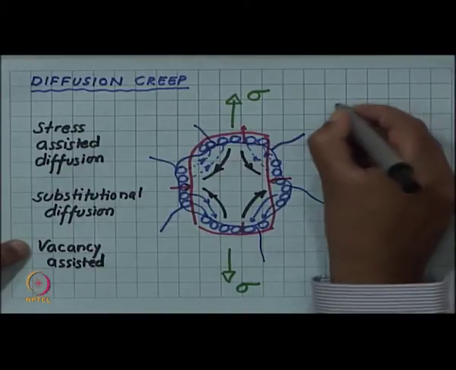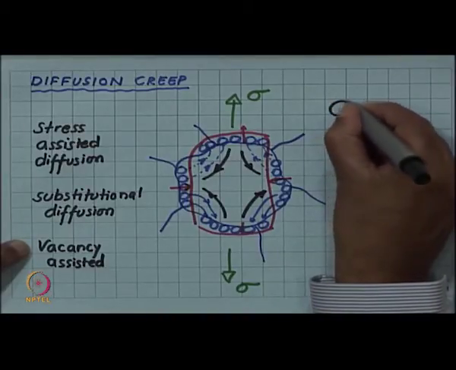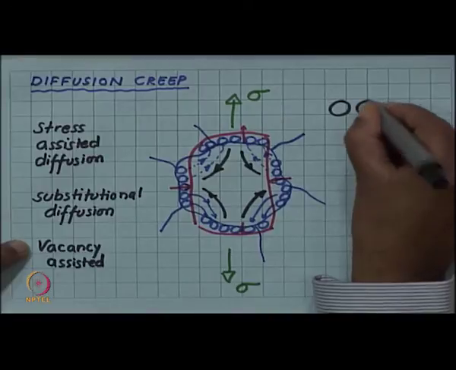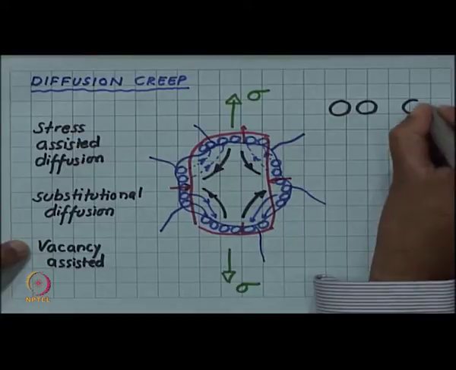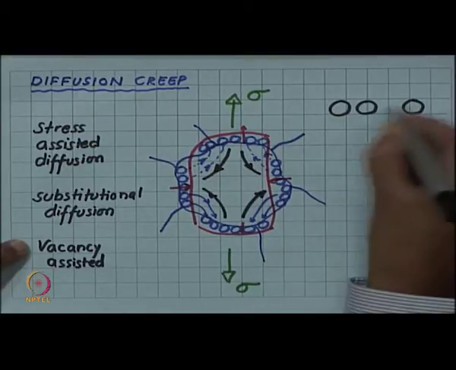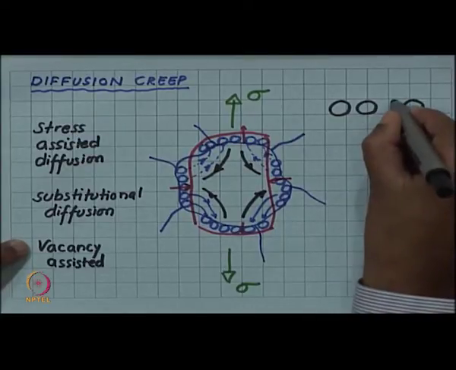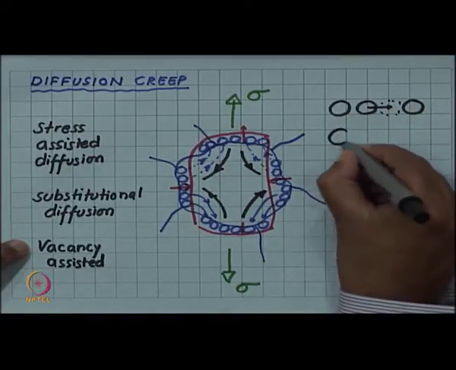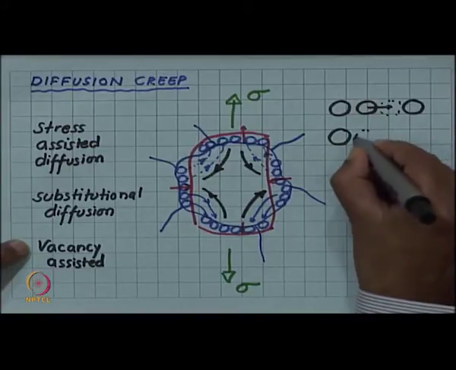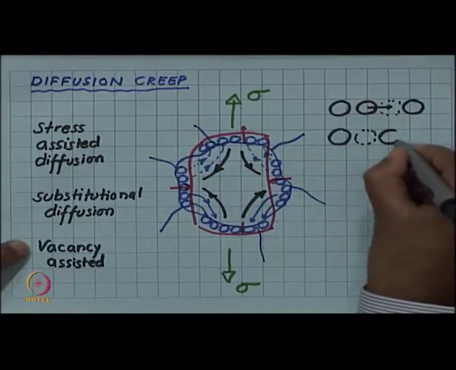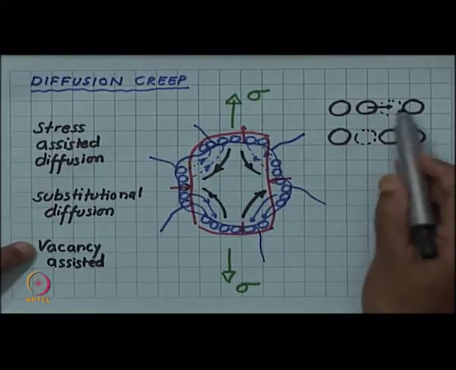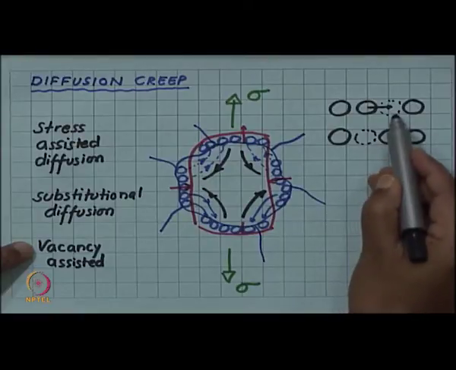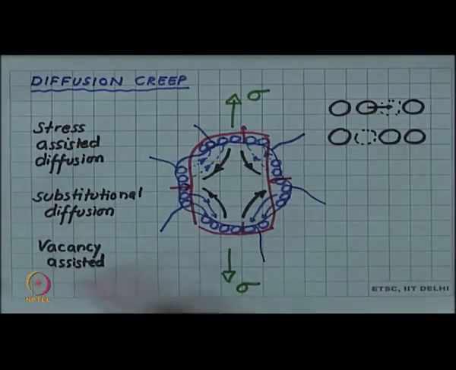This is, as you know, that if you have a vacancy and an atom jumps into a vacant site. So, if I draw it like this, so this atom jumped into this vacant site. Which means the vacancy which was there jumped in the opposite direction.